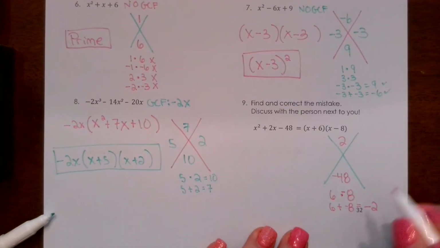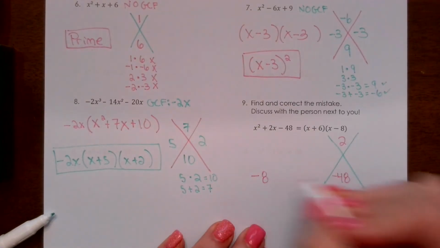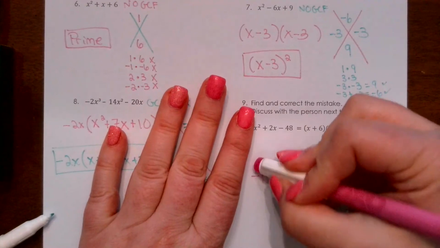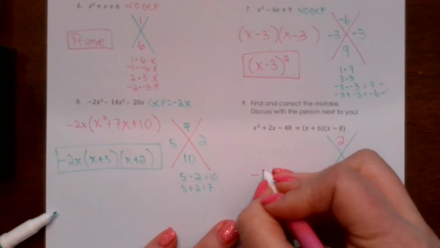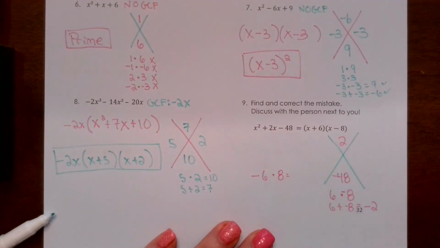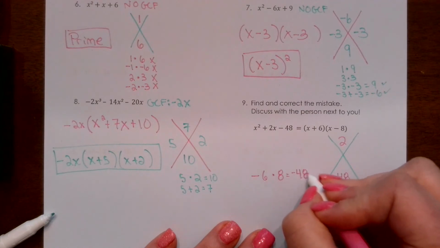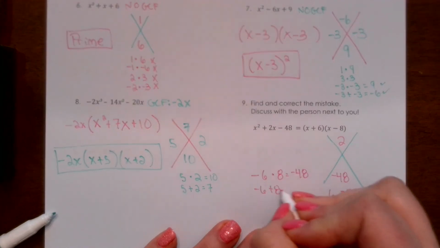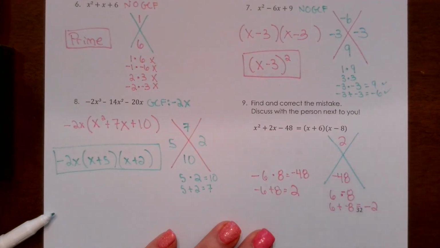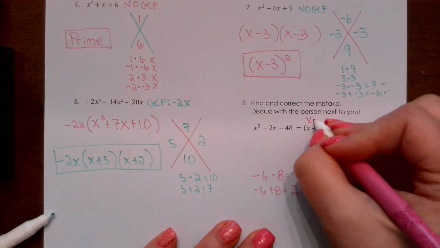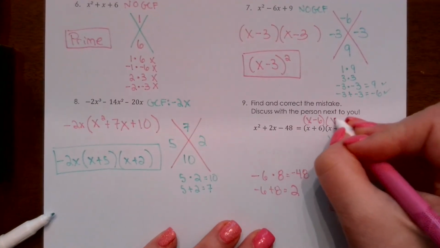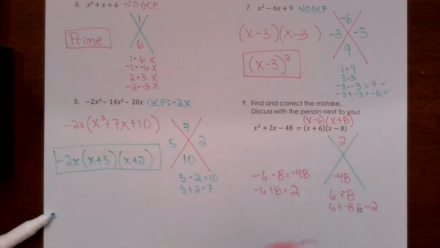So let's switch that negative. If I have negative 6 times positive 8, that still equals negative 48. But negative 6 plus 8 equals a positive 2. So there was your mistake. This should be x minus 6, x plus 8 to get back to that trinomial.